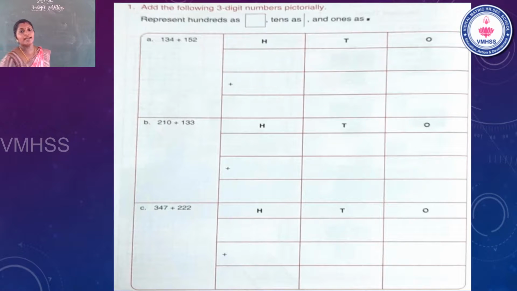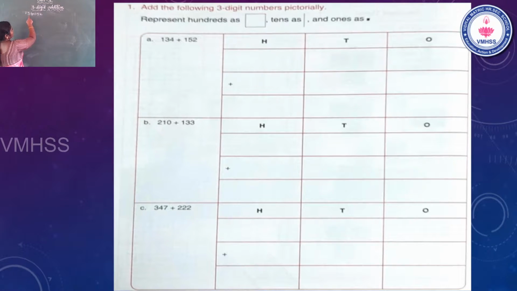So, what is the question? 134 plus 152. Okay, so adding 3 digits. Okay, students, addition. So, using some place value kit and pictorial method.